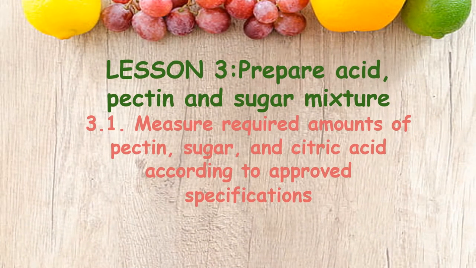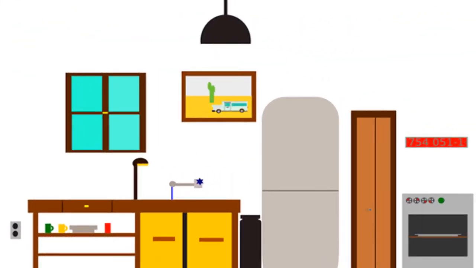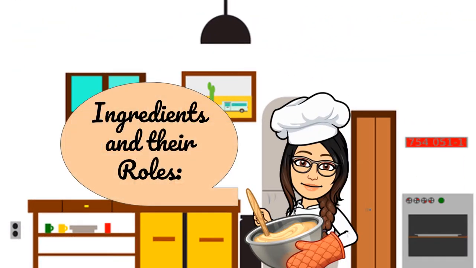Lesson 3. Prepare acid, pectin, and sugar mixture. Measure required amounts of pectin, sugar, and citric acid according to approved specifications. Here are the ingredients and their roles.